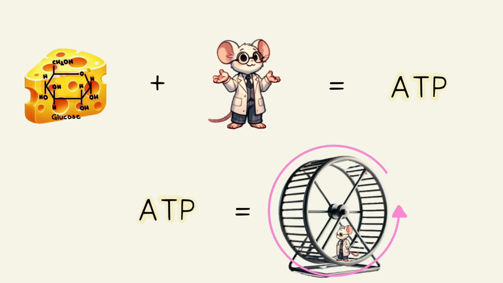For example, when Bobo's muscle cells need energy fast, glycolysis kicks in immediately to break down glucose and produce ATP. ATP is then used to allow Bobo, the curious mouse, to run on his exercise wheel.